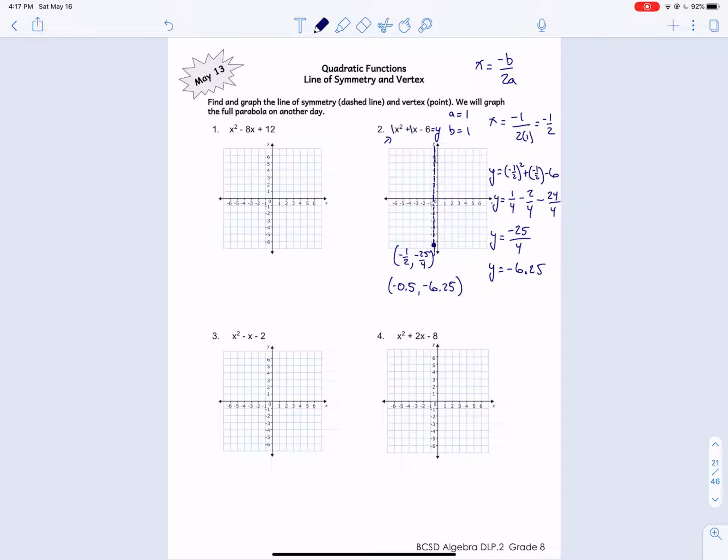But if we were to kind of estimate, we know that it's going to be something like this. We actually know that it will cross the y-axis at -6, so that's a point there. So it's going to go up something like that. But we don't know where it's going to cross the x-axis. Anyway, that's all we have to do. Find the point for the vertex. And then draw a dashed line for the line of symmetry.